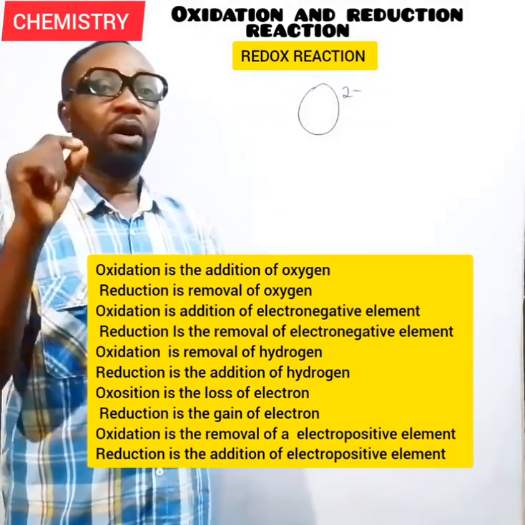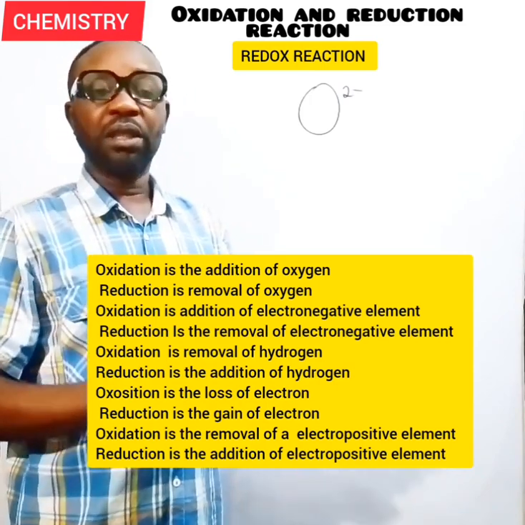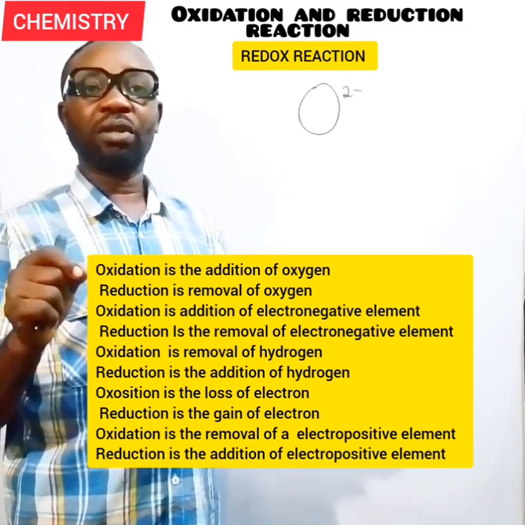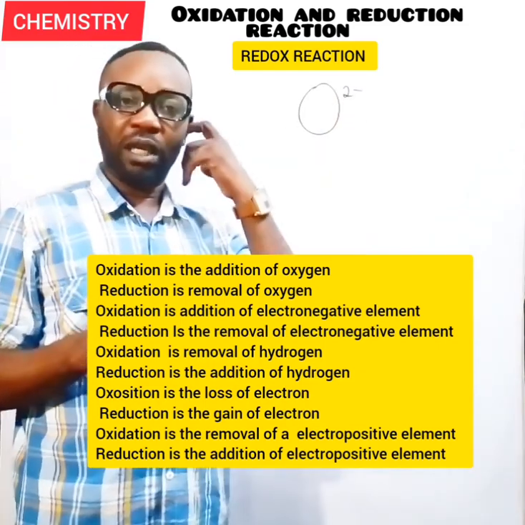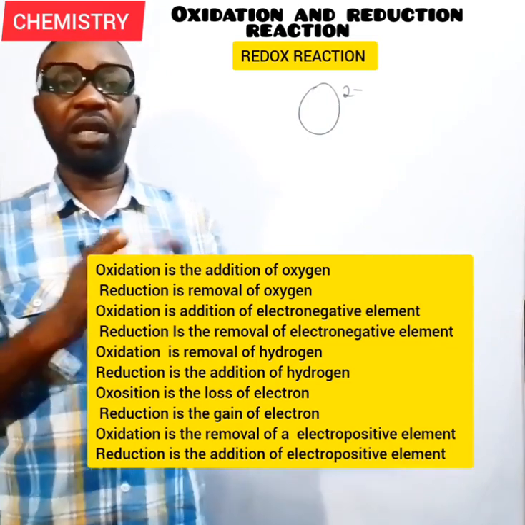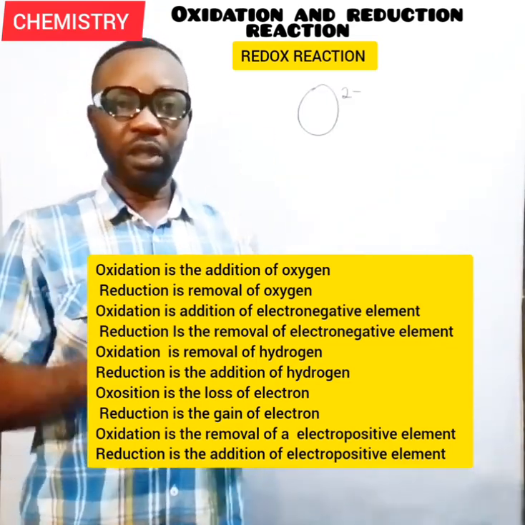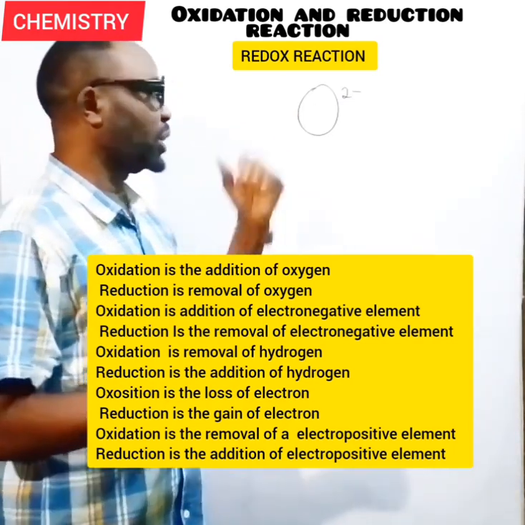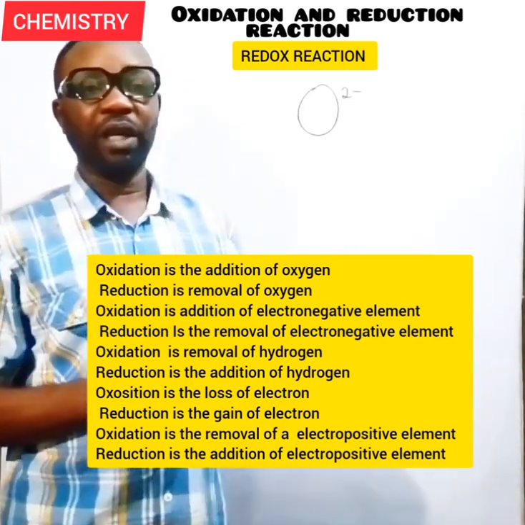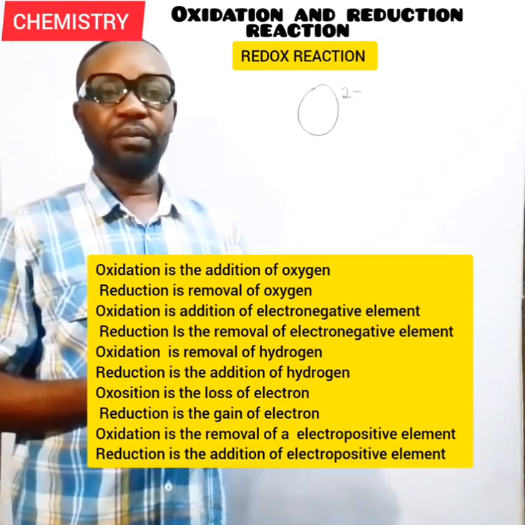I said oxidation is defined as, that's number one I gave you, addition of oxygen, and I also say that oxidation can as well be defined as addition of electronegative element. Take note of that. You can just use that one as a clip in order for you to be able to give a very good definition or detailed definition of oxidation and reduction. The opposite of it: reduction can be defined as removal of electronegative element.